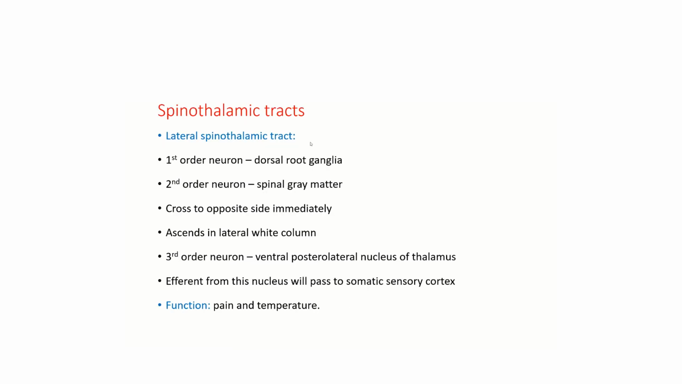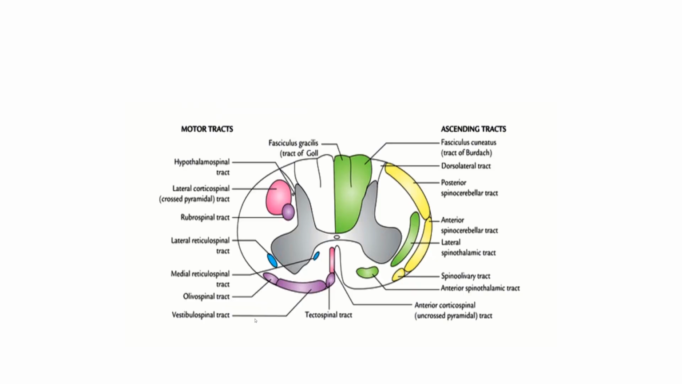And there are two spinothalamic tracts, namely lateral and anterior, both together also called the anterolateral tracts. But for discussion, we are continuing with the lateral spinothalamic tract, where the first order neuron is in the dorsal root ganglia, whereas the second order neuron is located in the spinal gray matter, especially the posterior horn. These second order neurons immediately cross to the opposite side, ascend in the lateral white column as the lateral spinothalamic tract. Third order neuron is in the ventral posterolateral nucleus of the thalamus. Efferents from this nucleus will pass to the somatosensory cortex. Functions are pain and temperature.